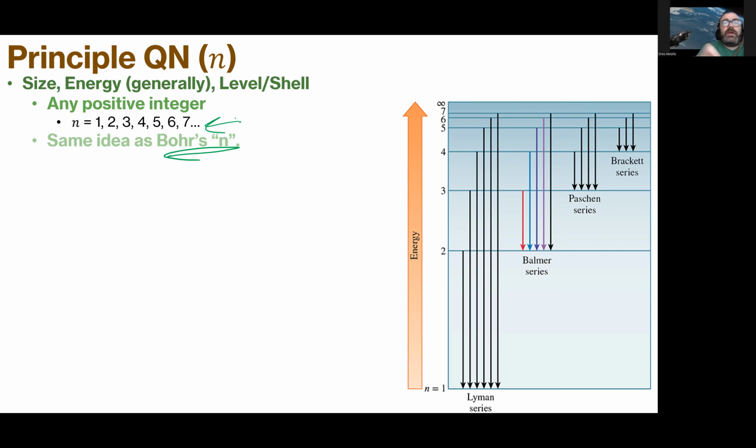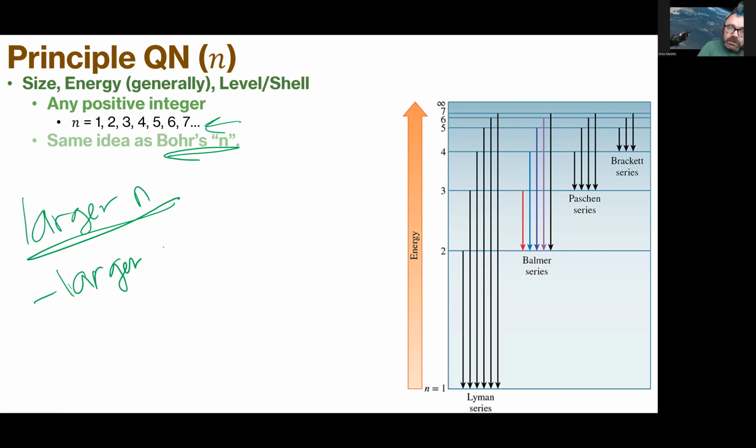What we can think about is that a larger value of n means a physically larger orbital, which means those electrons can get farther away from the nucleus. It also means that you have a higher energy. These two things always go together. A larger orbital and a higher energy always go together. The farther away from the nucleus you are, the higher energy the electrons are, because they're farther away from that stabilizing positive charge.